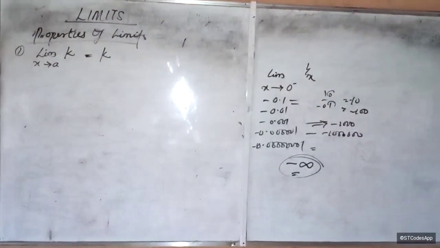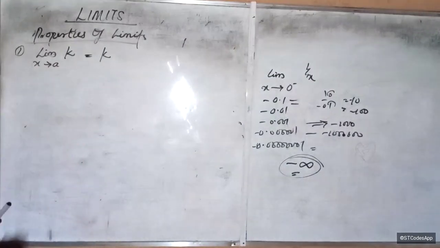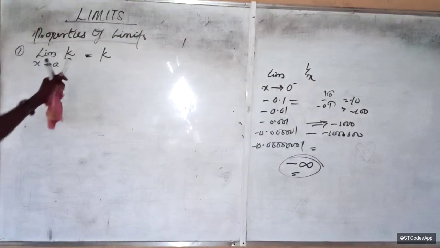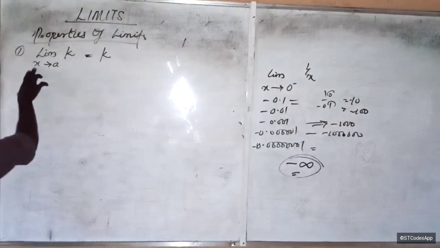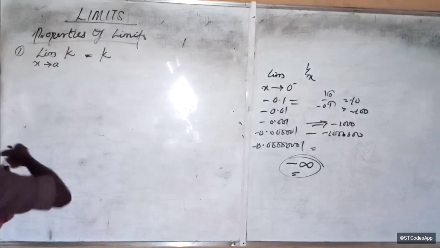Now this condition is true because the limit we are taking is the limit of a constant. A constant has no x value. So because of that, whether x is approaching a or not, a constant remains a constant.